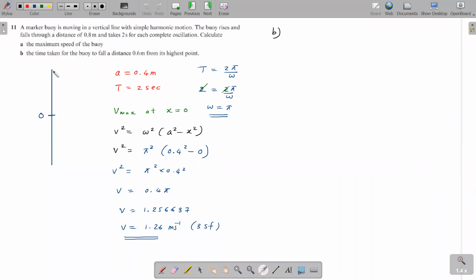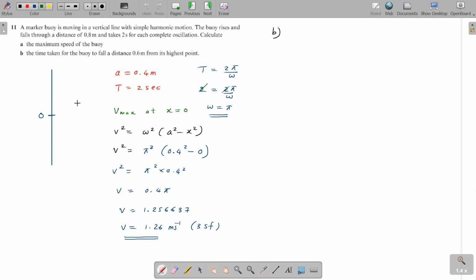Part B, they're asking you the time taken for the buoy to fall a distance of 0.6 meters from its highest point. The highest point means at the very top. So from the highest point, the time taken to fall 0.6 meters. So basically falling 0.6 meters down.